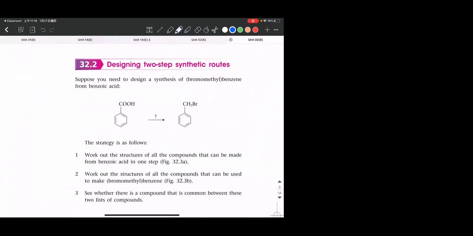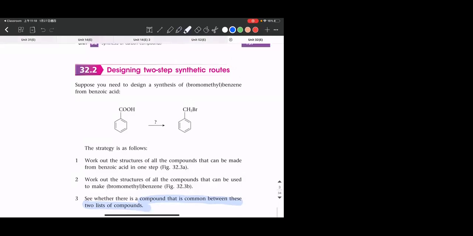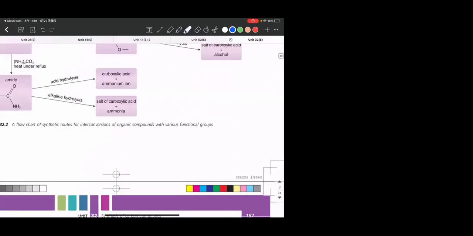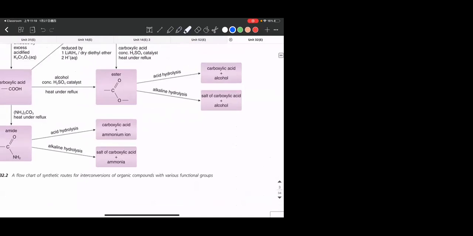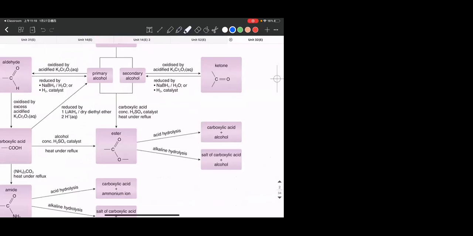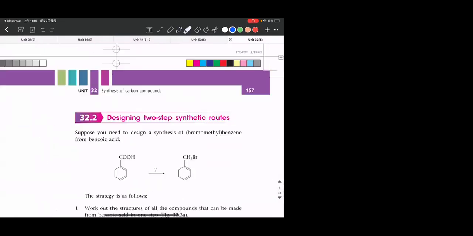Now, if you think of designing two-step synthesis, very often what you need to do is to draw the structure of reactant and product and think of what is in between. There is one point: you are going to think of the compound which is common between these two lists of compounds. So if you refer to the map, try to think of the bridging point in between. Now that is a very basic requirement of doing the two-step synthesis. But of course, in reality, there is one way to solve the problem. The other way of solving the problem is to think of the design backward.